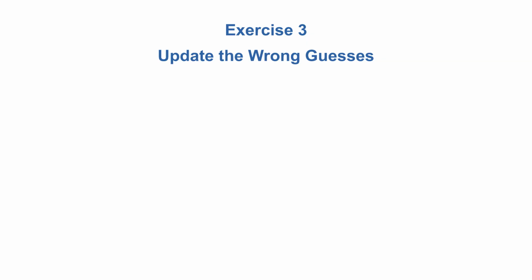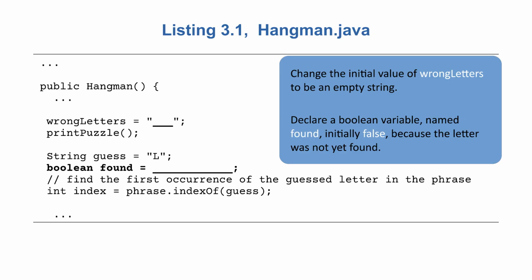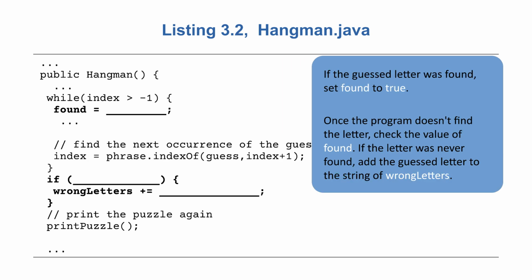Okay, so now it should print the clues correctly when the user guesses letters that are in the word. But we also need to update the puzzle anytime they guess an incorrect letter. Exercise 3. Update the wrong guesses. First, change the initial value of wrong letters to be an empty string. Then, declare a Boolean variable named found, initially false because the letter was not yet found. Next, if the guessed letter was found, set found to true. Then once the program doesn't find the letter, check the value of found. If the letter was never found, add the guessed letter to the string of wrong letters.